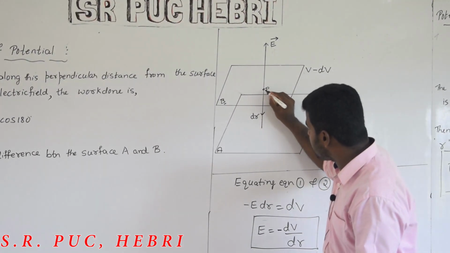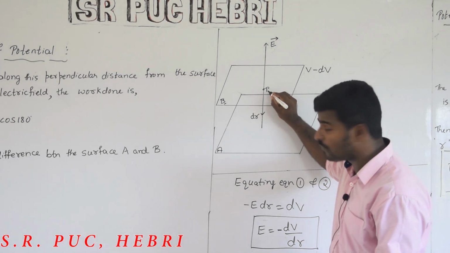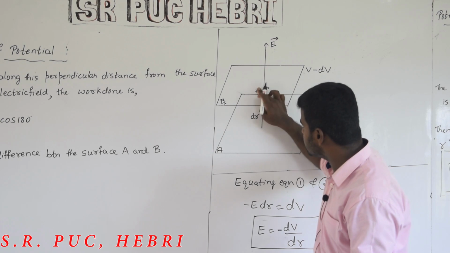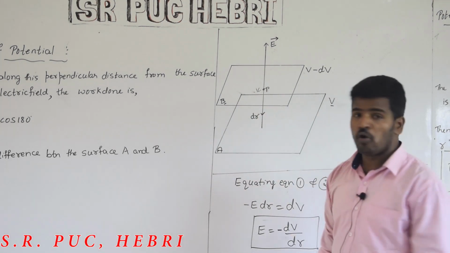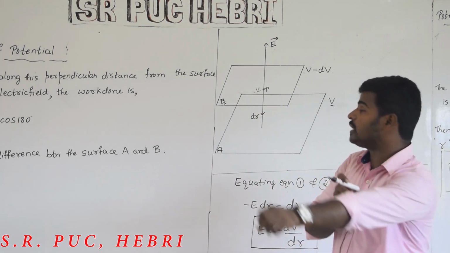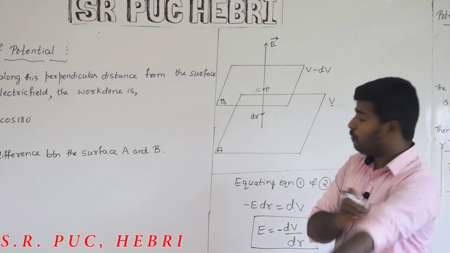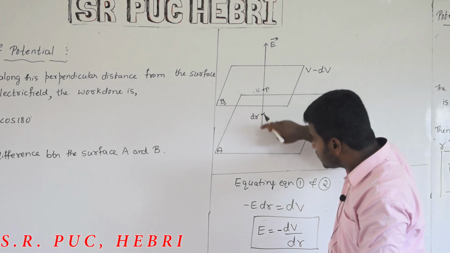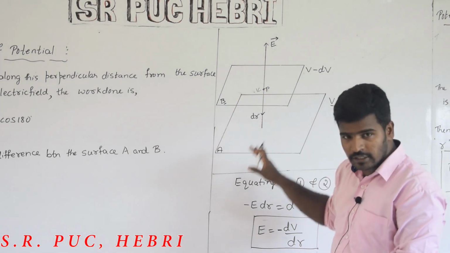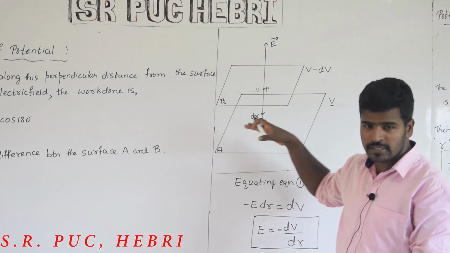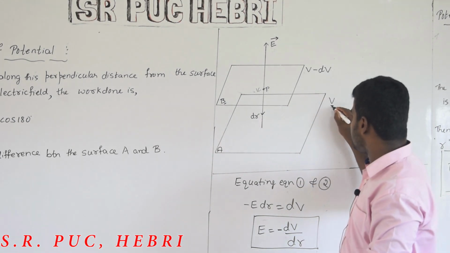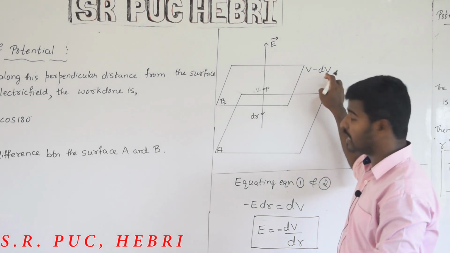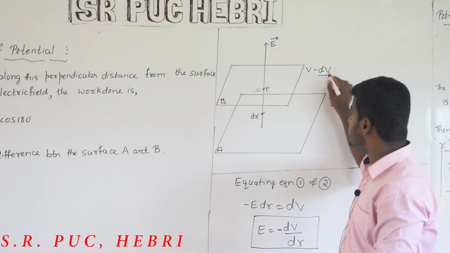Now we consider the point P on the surface B, at which we take a unit positive charge, known as 1 coulomb. That 1 coulomb of charge will move from the point P to the surface A. Therefore, initially we considered the two equipotential surfaces A and B. The surface A has the potential V and B has the potential V minus dV, where dV is the decreasing potential.